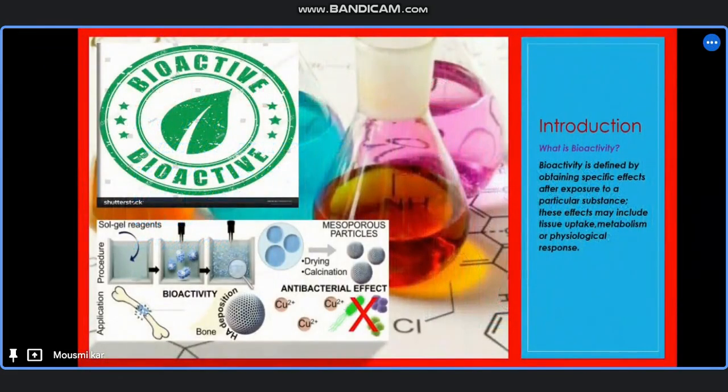With the introduction, we have to know first of all what is bioactivity. Bioactivity is defined by obtaining specific effects after exposure to a particular substance. These effects may include tissue uptake, metabolism, or physiological response. Tissue uptake means an instance of absorbing. Metabolism is the chemical reaction in the body cells that change food into energy. Physiological response refers to the emotional, cognitive, and behavioral reactions.